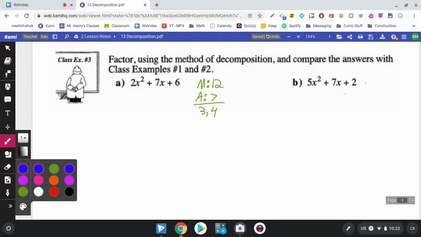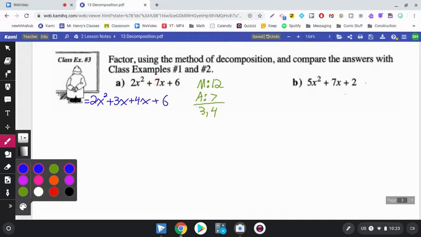Well, I'm going to take 2x squared plus 7x plus 6. I'm going to decompose it. I'm going to break it apart. This is the method of decomp, to break apart. I'm saying instead of 7x, what if I wrote plus 3x plus 4x? So it's the same thing. This and this are the same polynomial. They represent the same expression, but instead of 7x, I split it up.